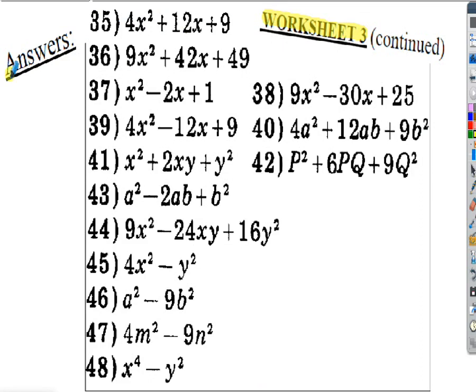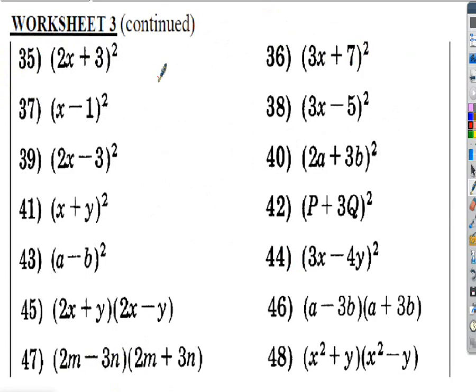Worksheet 3, here are the answers for questions 35 through to 48. A few worked solutions now. Question 35, we have 2x plus 3 all squared, so we know the solution will be of the format of square of the 2x, so that's 4x squared, twice the product, so 2x multiplied by 3 is 6x, so that's plus 12x, and then the 3 squared, so that's plus 9.